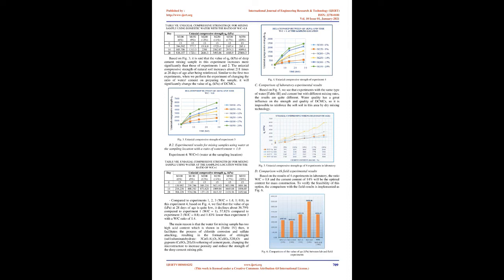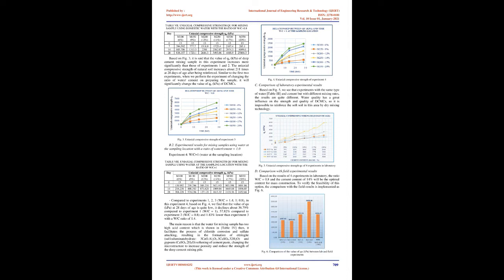The main reason is that the water for mixing sample has too high acid content, which is shown in table 4. Then, it facilitates the process of chloride corrosion and sulfate attacking, resulting in the formation of ettringite, sulforaluminate hydrate, 3CaO.Al2O3.3CaSO4.32H2O, and gypsum, CaSO4.2H2O, softening of cement paste, changing the microstructure to increase porosity and reduce the strength of the deep cement mixing pile. Fig 4. Uniaxial compressive strength of experiment 4.